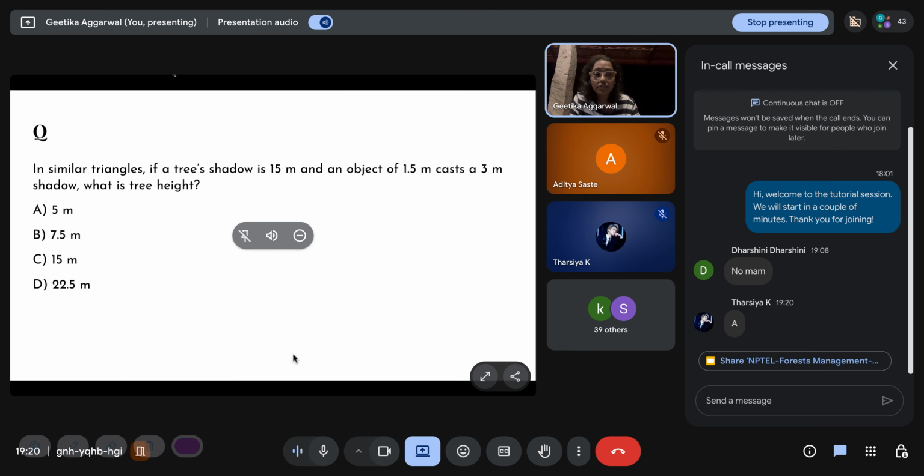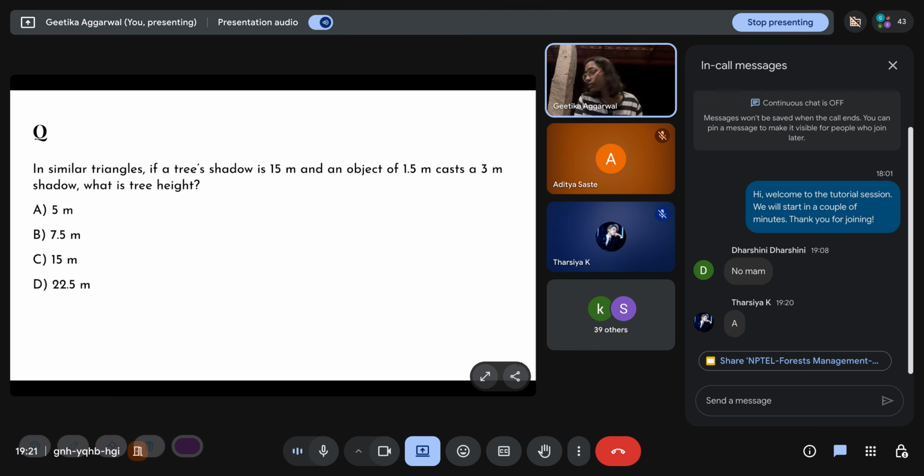In similar triangles, if a tree's shadow is 15 meters and an object of 1.5 meters casts a shadow of 3 meters, what is the tree height? So the tree's shadow is 15 meters, the object is 1.5 meters, and it casts the shadow of 3 meters. So what is the tree height?